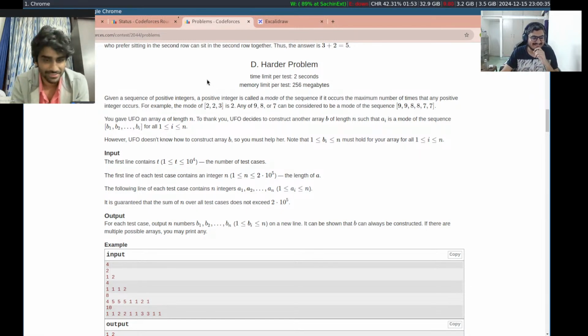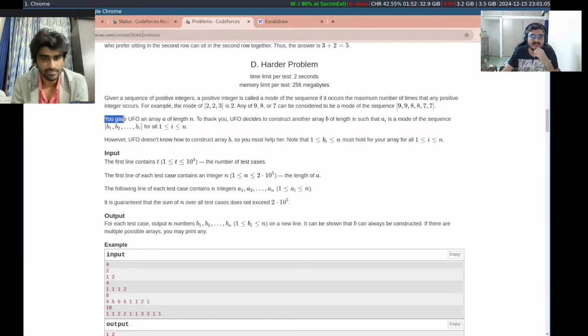So it says given a sequence of positive integers, a positive integer is called a mode of the sequence if it occurs the maximum number of times. And in fact it even clarifies next. For example, the mode of 2, 2, 3 is 2 because 2 appears 2 times and no other integer appears more than 2 times. But then it also says any of 9, 8, 7 can be considered to be a mode of the sequence 9, 9, 8, 8, 7, 7. The idea here is that everything appears 2 times, nothing appears more than 2 times.